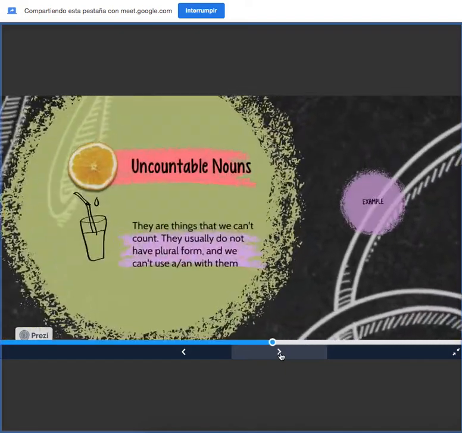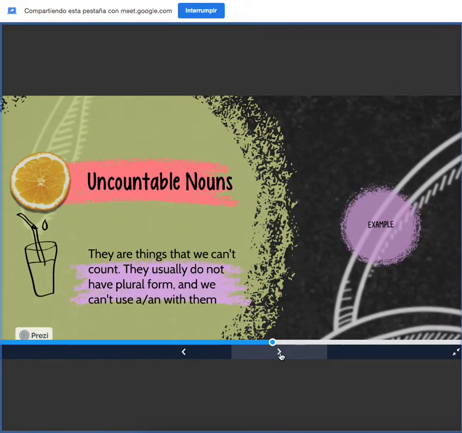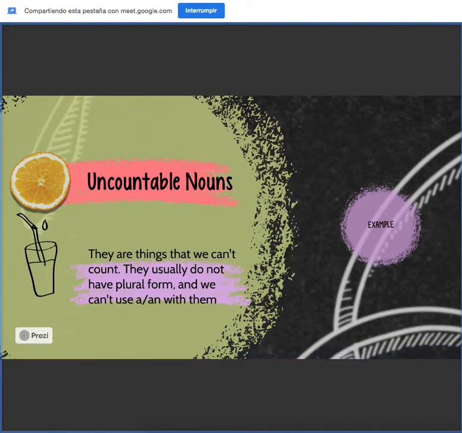Now that you know about countable, let's talk a bit about uncountable nouns. So, Danny, can you please help me reading this part? Okay. Uncountable nouns. They are things that we can't count. They usually do not have plural form, and we can't use an with them.